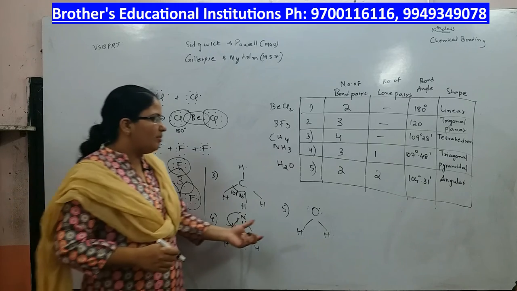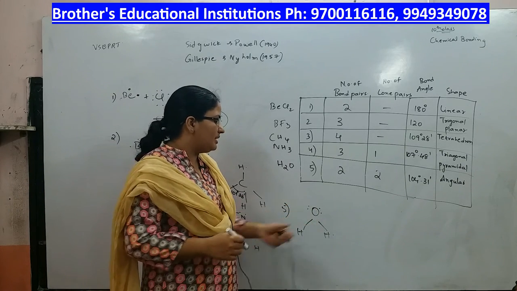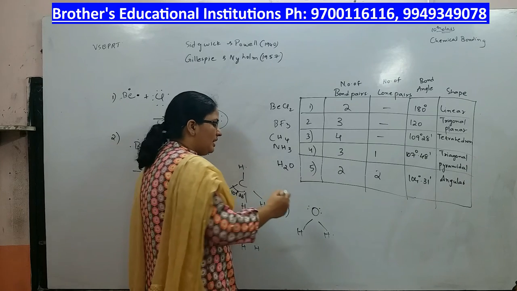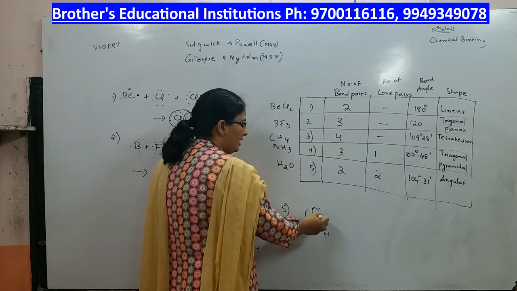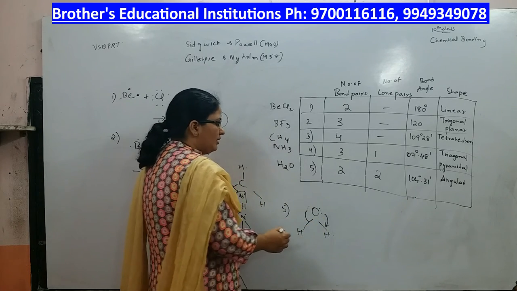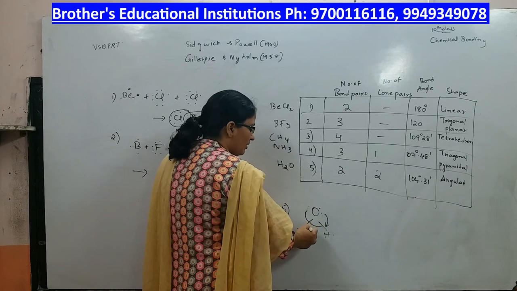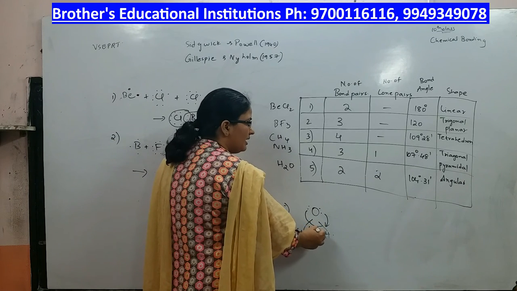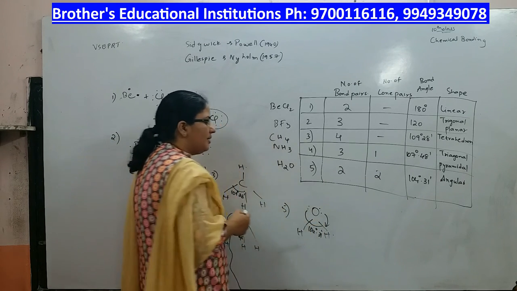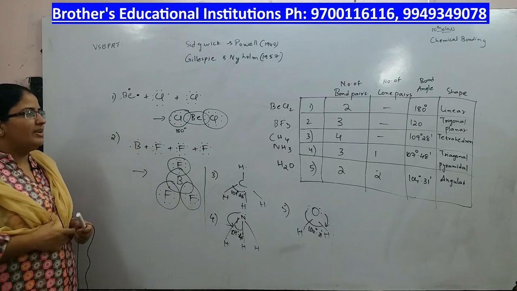If you take a water molecule, there are 2 lone pairs and 2 bond pairs. Because of the repulsion between bond pair and lone pair, and between lone pair and bond pair, the angle further decreases to 104 degrees 31 minutes. Here the shape is angular. So this is what VSEPR theory is about.